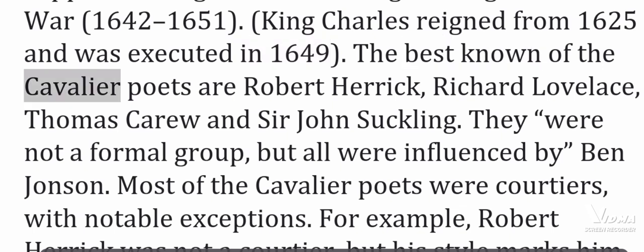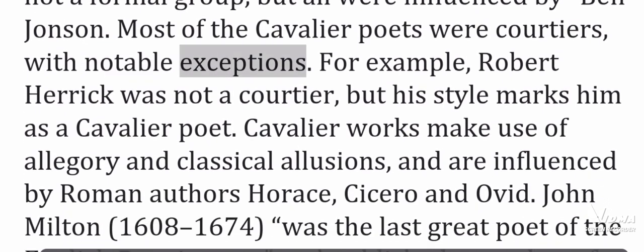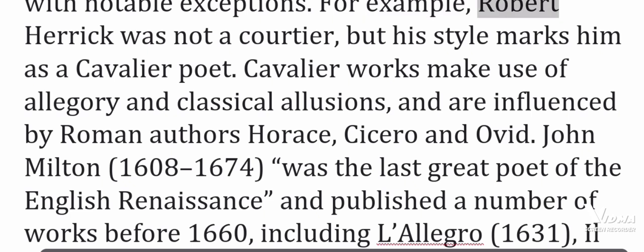The best known of the Cavalier poets are Robert Herrick, Richard Lovelace, Thomas Carew and Sir John Suckling. They were not a formal group, but all were influenced by Ben Jonson. Most of the Cavalier poets were courtiers, with notable exceptions. For example, Robert Herrick was not a courtier, but his style marks him as a Cavalier poet. Cavalier works make use of allegory and classical allusions, and are influenced by Roman authors Horace, Cicero and Ovid.